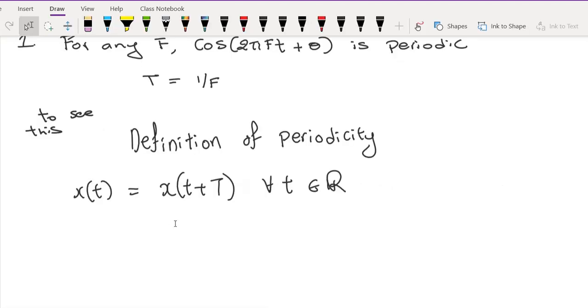To see this, let's consider the definition of periodicity. For a signal x of t to be periodic with period capital T, it should be equal to x of t plus capital T for all values of t. What we can now do is calculate the right hand side of this equation and see if that is equal to the left hand side. Then we have proven that property.